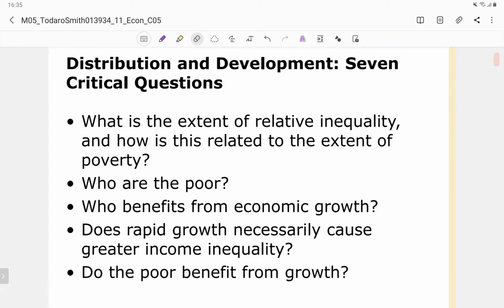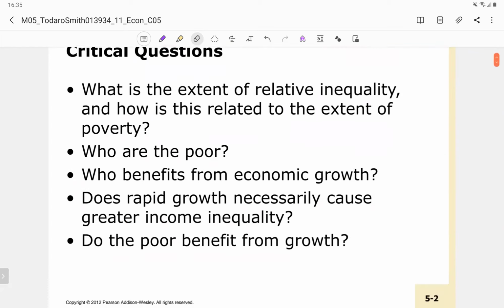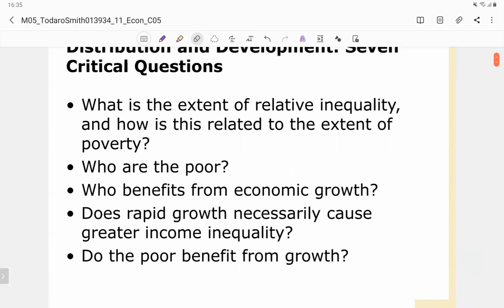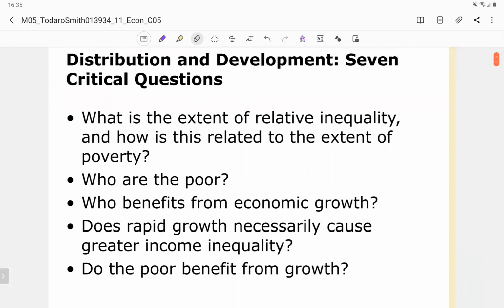So these questions are raised because we are concerned with the issue regarding inequality. So it has been said that there is a trade-off between growth and inequality. So that's why now we have these 7 critical questions.